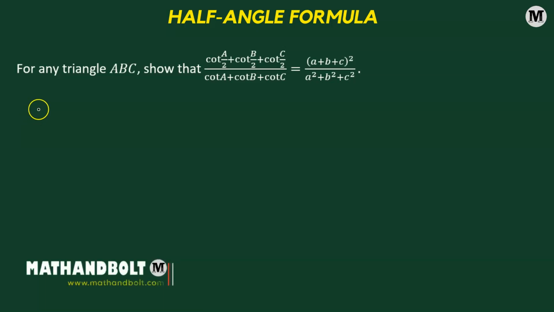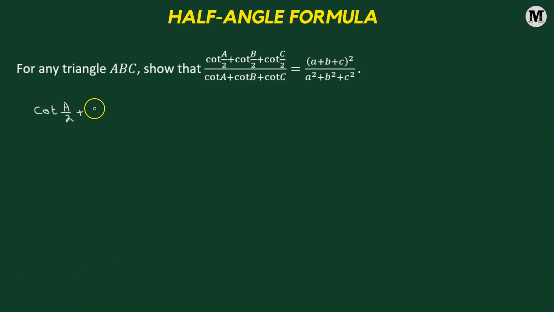Okay, let us begin. So what we'll do, we'll start by simplifying cotangent of A over 2 added to cotangent of B over 2 plus cotangent of C over 2. So these are half angle formulas. So we have a standard formula for each of cotangent of A over 2, cotangent of B over 2 and cotangent of C over 2.